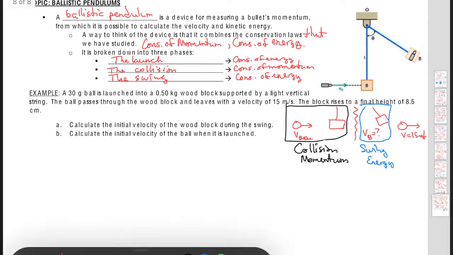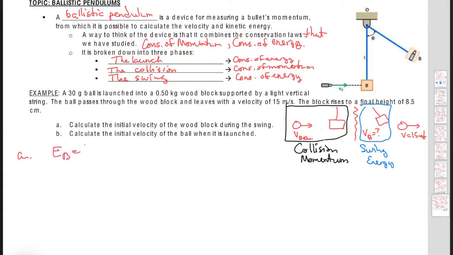All right, so let's get to work on solving this question. Part A, we're going to use conservation of energy, so E before equals E after. If we're looking for the initial velocity of the wood block during the swing, I'm going to have a kinetic energy before, and then once it swings to its maximum height, I'm going to have a potential energy after.